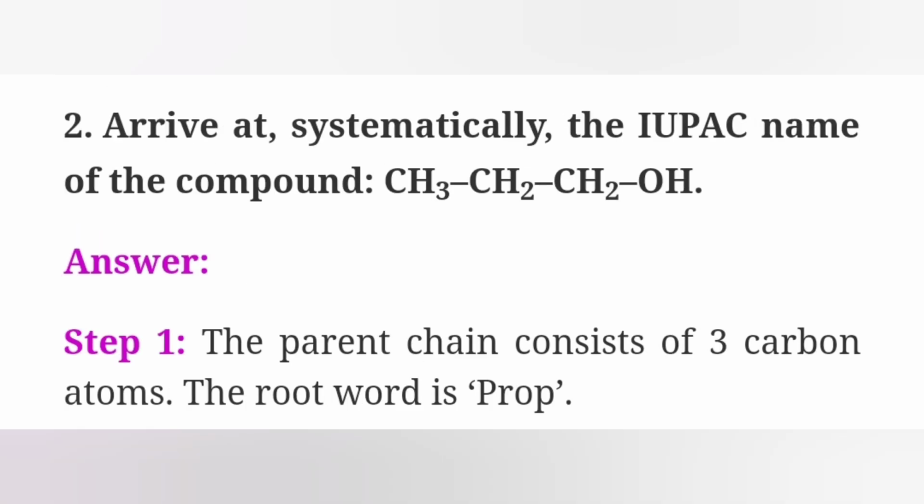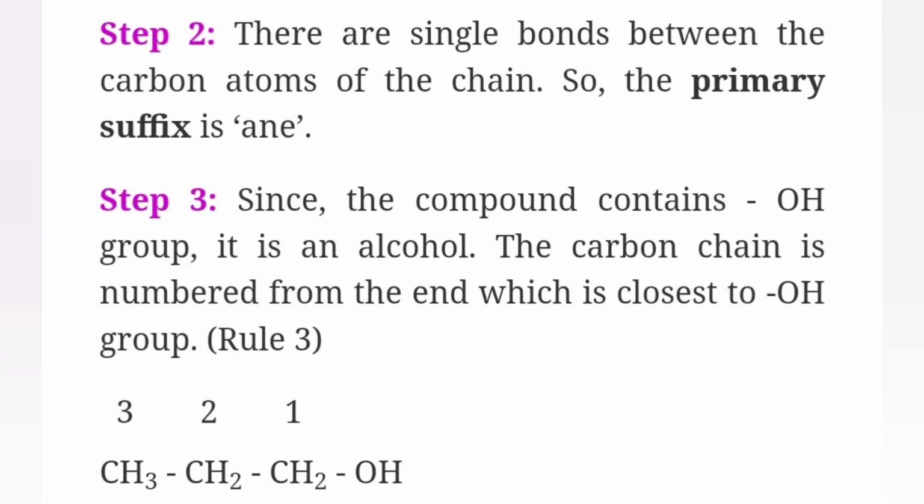Second question, arrive systematically at the IUPAC name of the compound CH3CH2CH2-OH. Answer, step 1: the parent chain consists of 3 carbon atoms. The root word is prop.